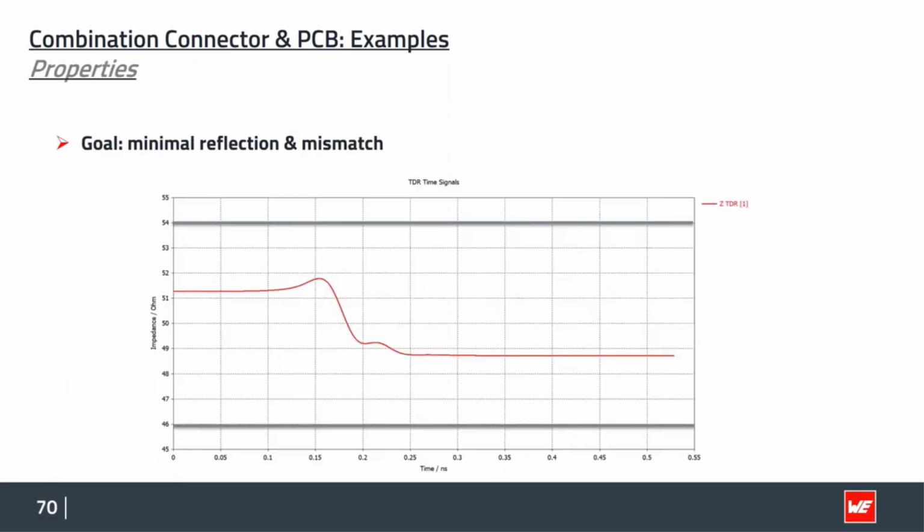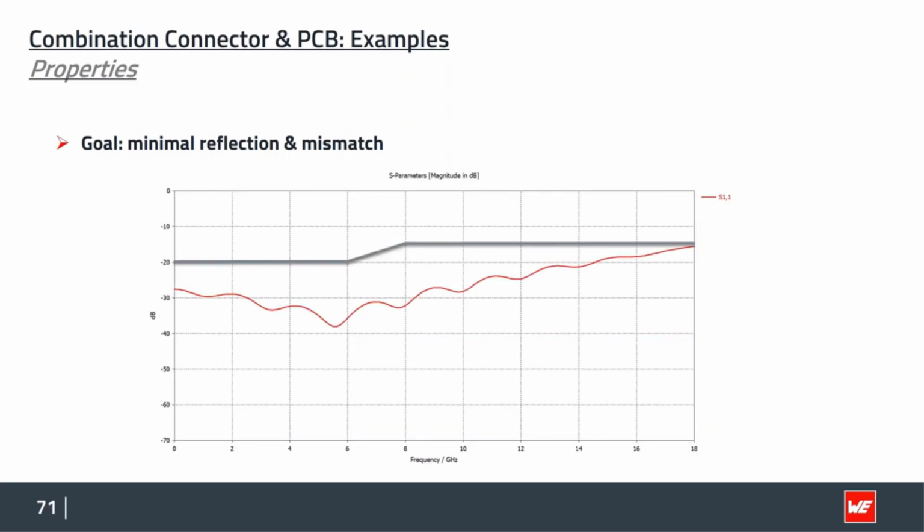Our given limits are that we want to stay in the impedance range between 54 and 46 ohm. Of course, ideal is 50 ohm, which we can never reach, so we will always have a little bit of a mismatch. And on the matching side, we want to stay below -20 dB in the frequency range up to 6 gigahertz. And then from 8 gigahertz on, we want to stay below -15 dB.